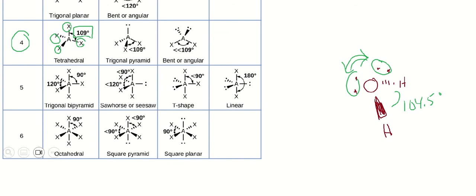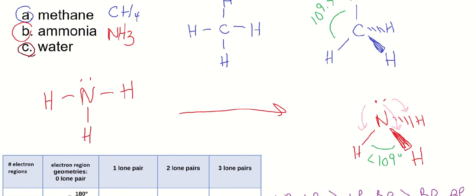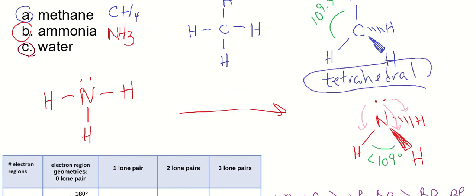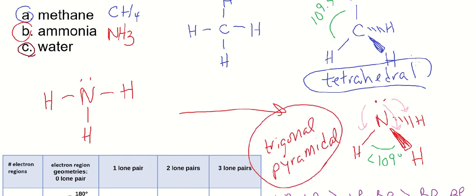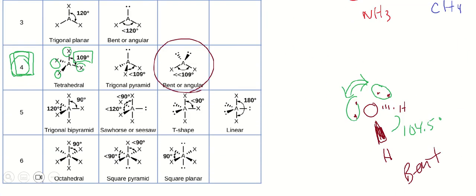All 4 of them have a parent geometry, electron region geometry of tetrahedral. The CH4, sorry, the methane is tetrahedral with bond angles of 109.5. The ammonia is trigonal pyramidal. It's a pyramid with a triangular base, and the water is bent. Over there, and over there.